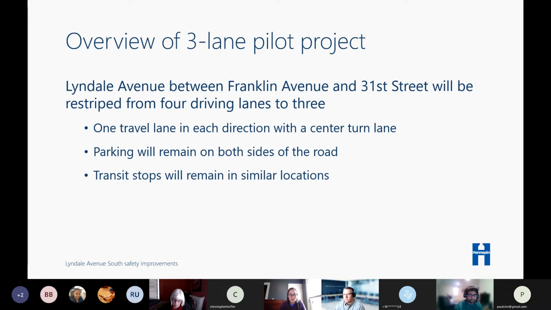Then on the next slide, an overview of what the project is. One travel lane in each direction with a center left turn lane. Parking will remain on both sides of the road, virtually no change to parking. And transit stops will remain in similar locations. There may be some slight adjustments of a few feet here or there, but generally not much of a change.